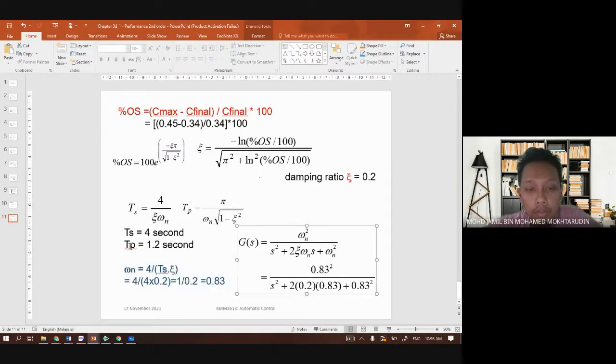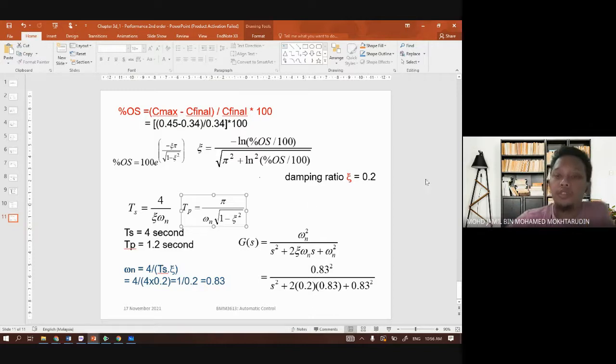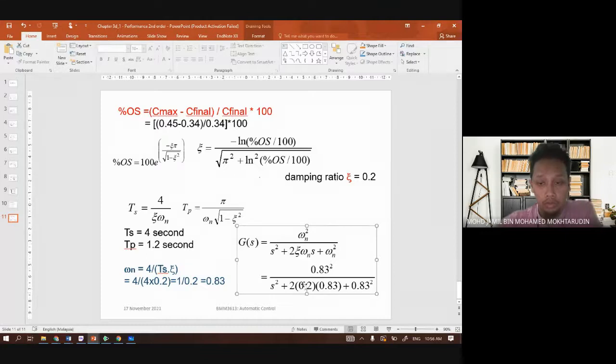Okay, and if you use peak time, use this formula, you will get the natural frequency. Just substitute damping ratio and the peak time, you get natural frequency. So now you have damping ratio and natural frequency, so you can use that to find settling time. And then you can also use damping ratio and natural frequency to find the transfer function G(s). Just substitute back into the general formula.